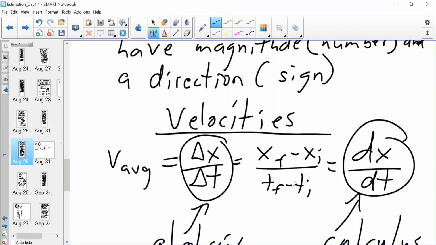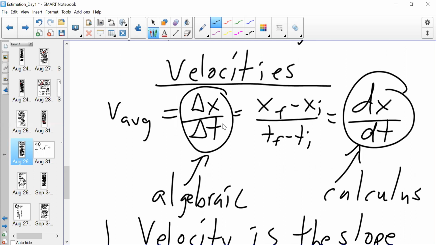And I was telling the other class about derivatives. This dx dt is the same as this delta x delta t. Same. Exact same concept. It's just written this way for calculus purposes, because in calculus we treat it differently, especially when we get to integrals and nice fun stuff. But we'll concentrate here on the algebraic version of average velocity.